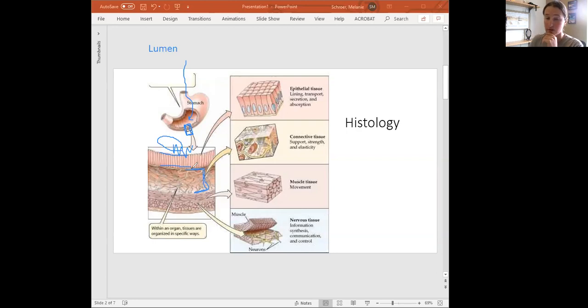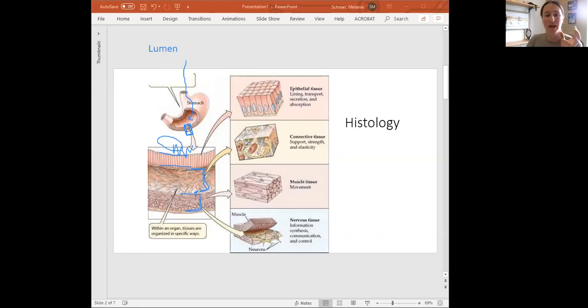Okay? Always deep to the epithelial tissue is connective tissue. Right? There's actually a wide variety of connective tissues. It's not just connecting epithelium to deeper tissues. There's also a lot of structural components to connective tissue as well. All right, next we can see muscle tissue. All right, so muscle tissue is contractile. It allows for the motility of the stomach.